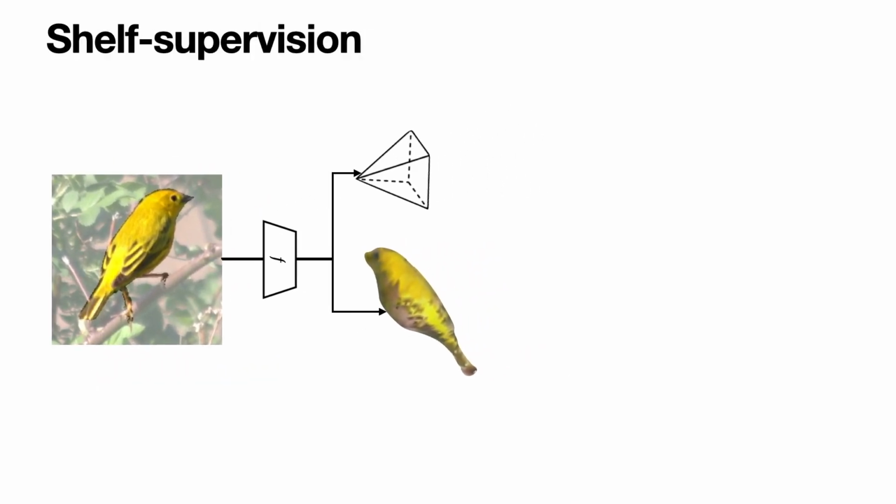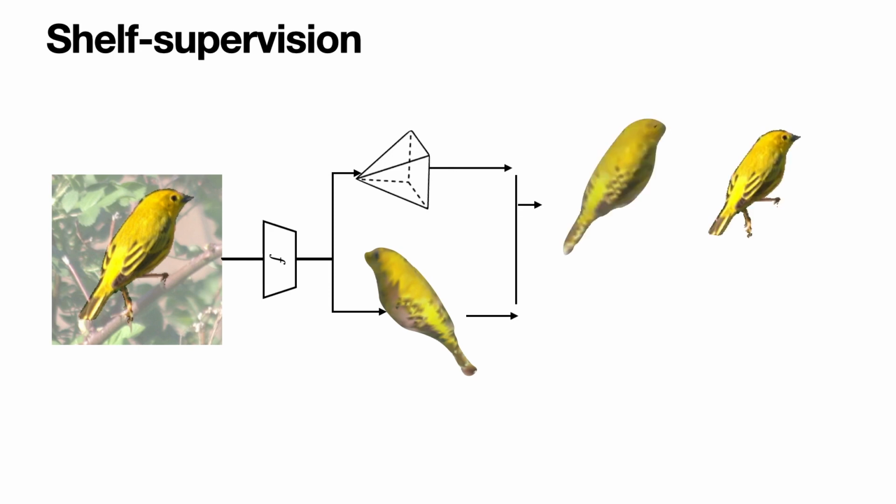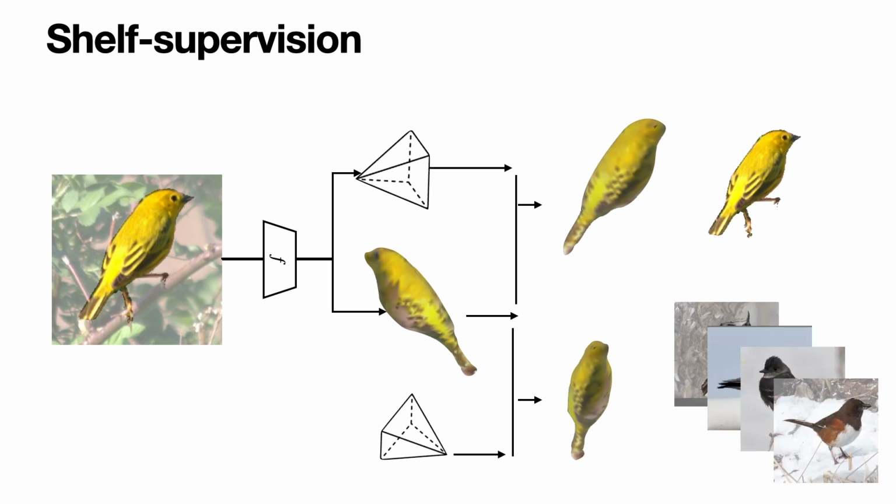Our main idea is that, on one hand, when we render from the original view, the predicted 3D shape and textures should be consistent with the available image evidence. On the other hand, when we render from a novel view, they should just look realistic, admitting what a general bird looks like.